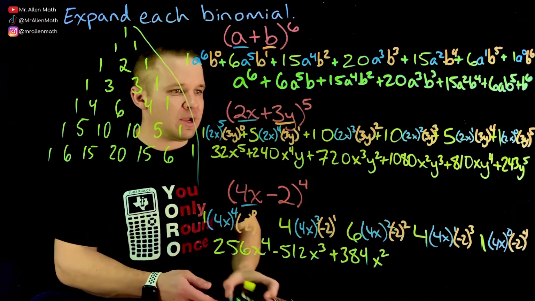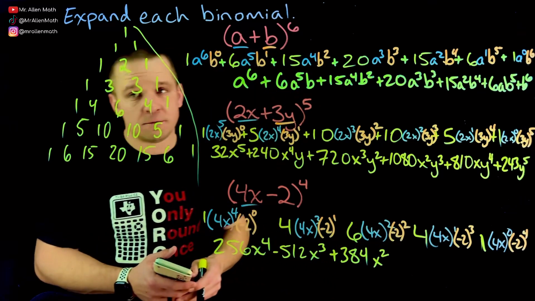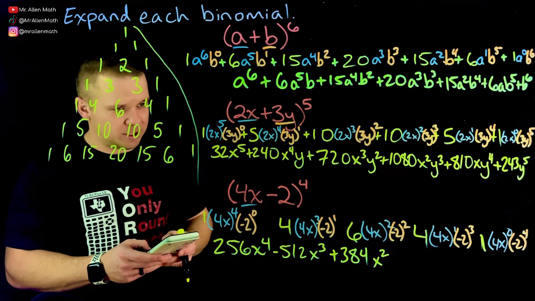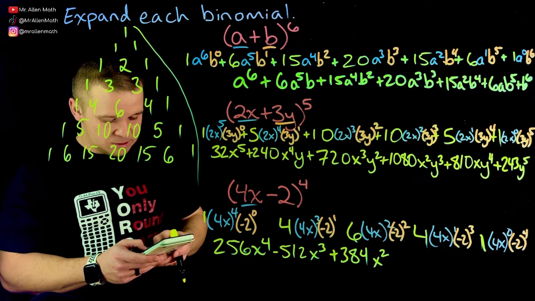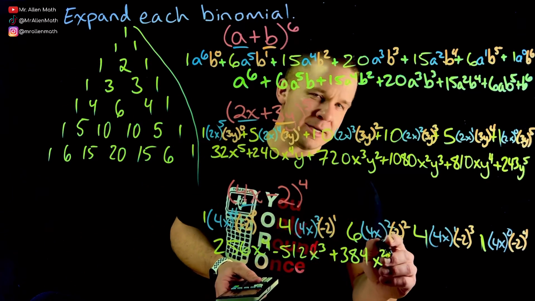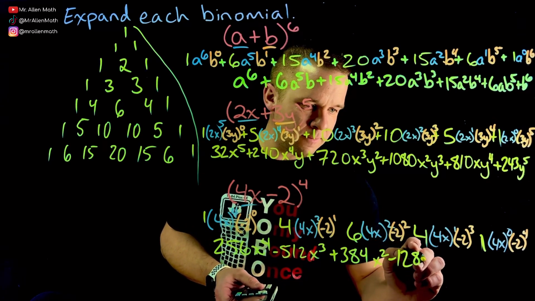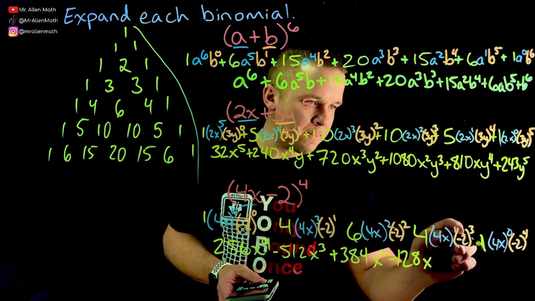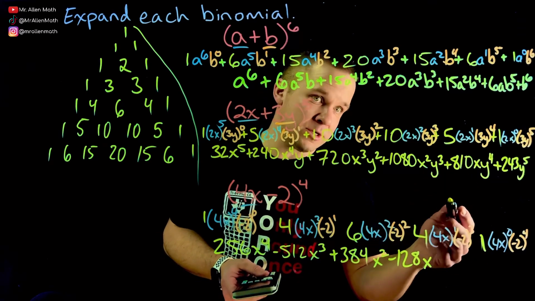2 more. We got 4 times 4, that's 16, times, what is that? Negative 8. I'm going to double check it. Well, I know that's negative 8, but 4 times negative 8 is negative 128. Okay, cool. 16 times negative 8, I wasn't totally positive. Negative 128 x. And then the last one here, 1 times 4 to the 0 is 1 times x to the 0 is, that's also just 1, right?